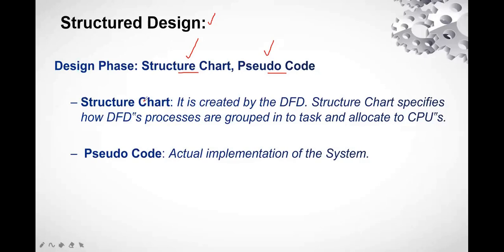Basically, a structure chart is a detailed version of a DFD, we can say. What does it do? It specifies how the DFD's processes are grouped into tasks and allocated to the CPUs. Now, before working on the structure chart, we should work on the DFDs so that we can find out what was missing in the data flow diagram, include it in the structure chart, group them into tasks and allocate them to the processing unit, right?